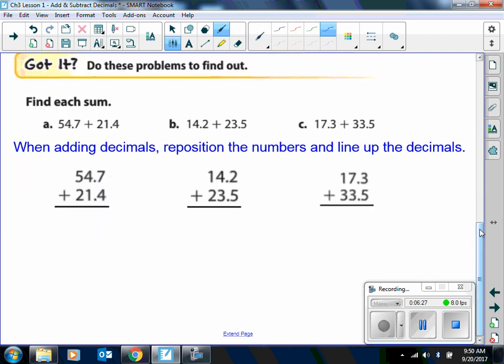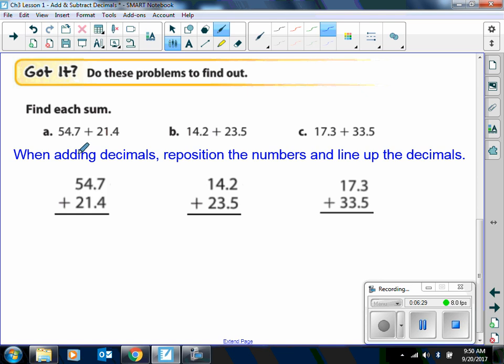So for the first one, we have 54.7 plus 21.4. Remember, when adding decimals, you want to reposition the numbers and line up the decimals. So this is what I did right here. Okay, so when you see them written horizontally, you're going to have to rewrite it vertically.